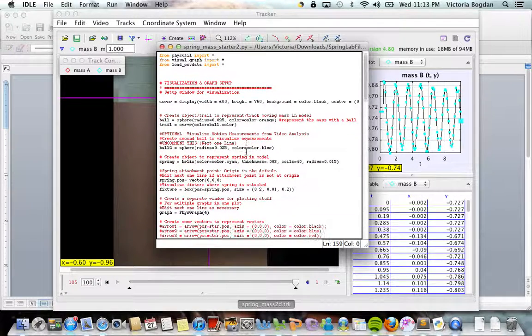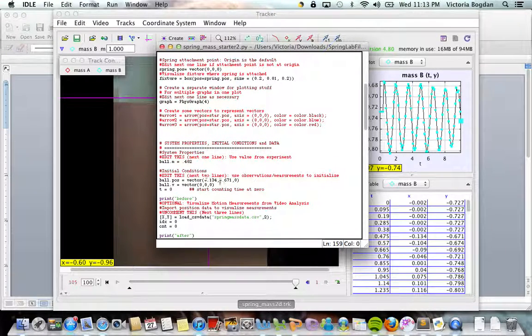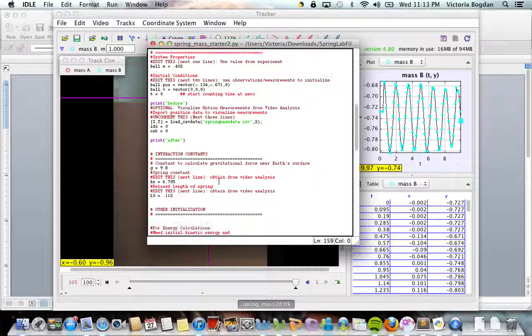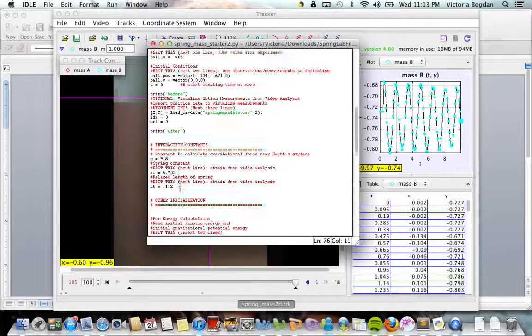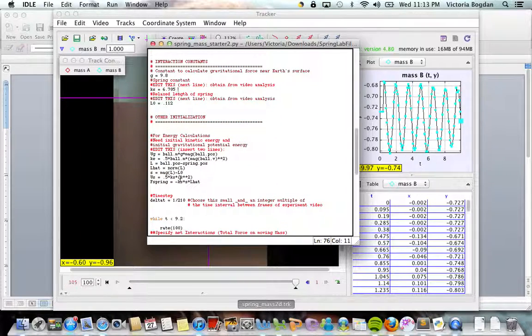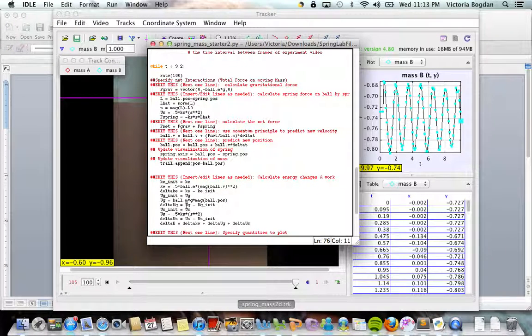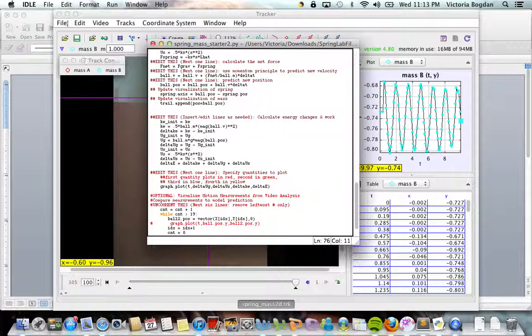And in my code I changed the ball mass to 0.402 kilograms. I changed the initial position to what my tracker gave me. I used G. I calculated a spring constant from the lab. And I calculated delta E, gravitational potential energy, spring potential energy, and delta KE. And I plotted these all on a graph.